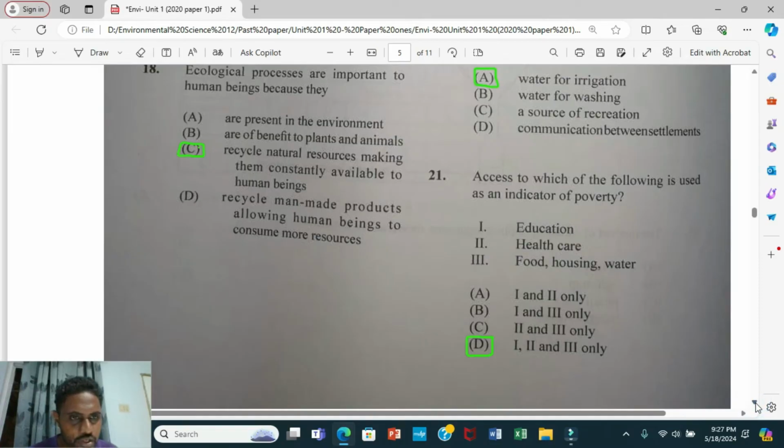21. Access to which of the following is used as an indicator of poverty? 1. Education, 2. Healthcare, and 3. Food, housing, and water. All right, all three are used. So these would be the basic needs, right? Number 3 would be the basic needs.